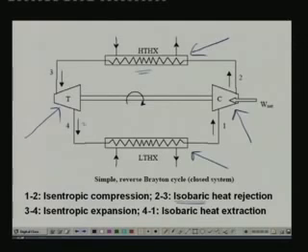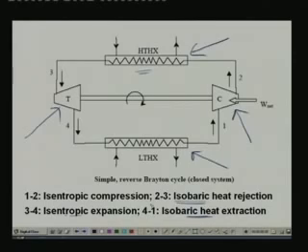Then process 3 to 4 is isentropic expansion, and process 4 to 1 is isobaric heat extraction. So, the only changes are in the process 2 to 3 and 4 to 1. Process 1 to 2 and 3 to 4 are same as Carnot cycle. Okay, so this is the simple reverse Brayton cycle. Now, let me show this cycle on TS diagram.